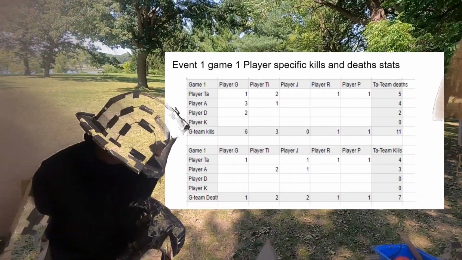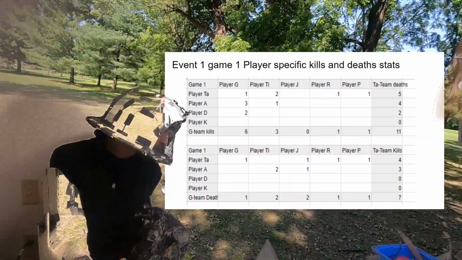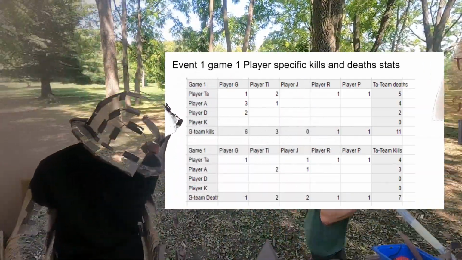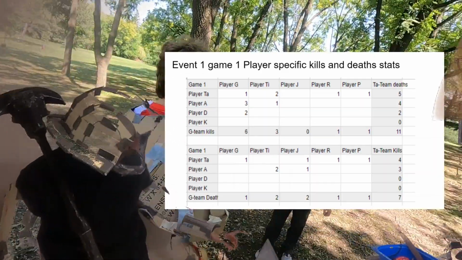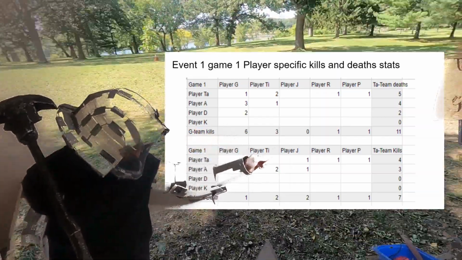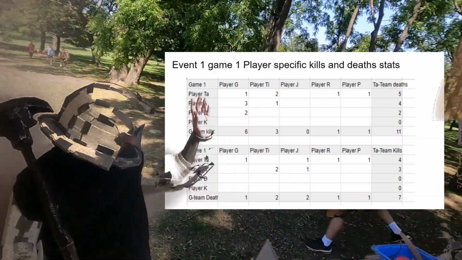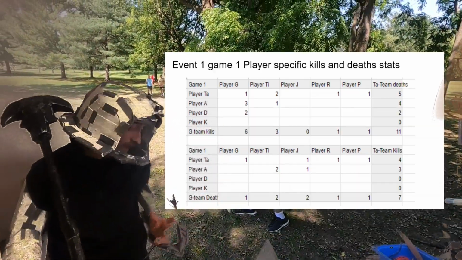Event 1, Game 1, player-specific kills and death stats. So there's 2 kind of spreadsheet things here. There's the top one and the bottom one. And in the top one, we can see every time that, so the top row is my team's players, with player G being me. And the side column is the opponent teams, with players TA, A, D, and K.